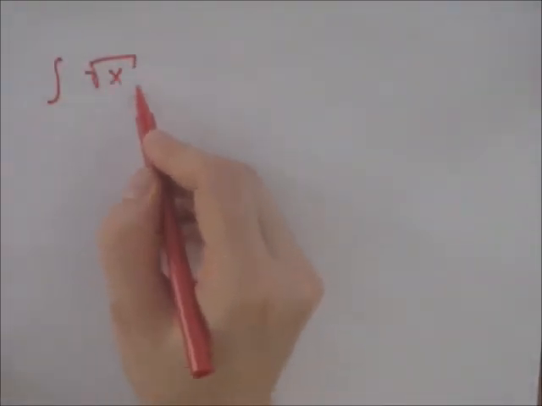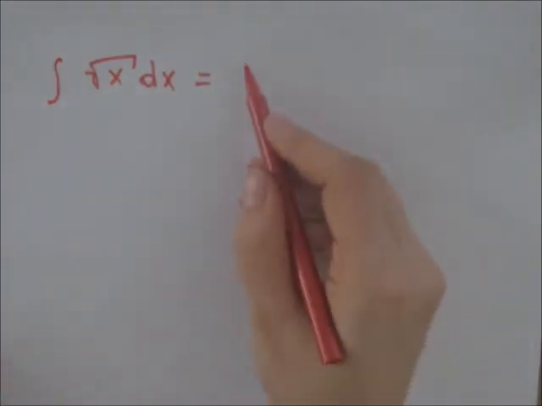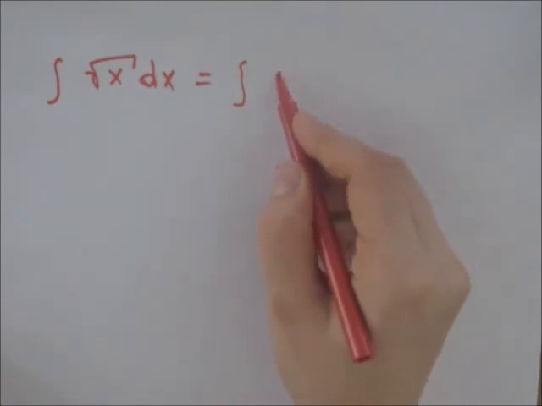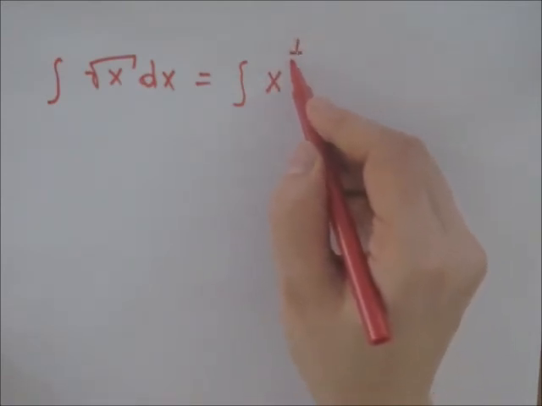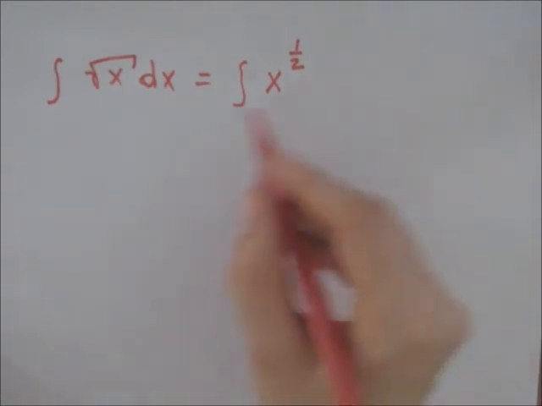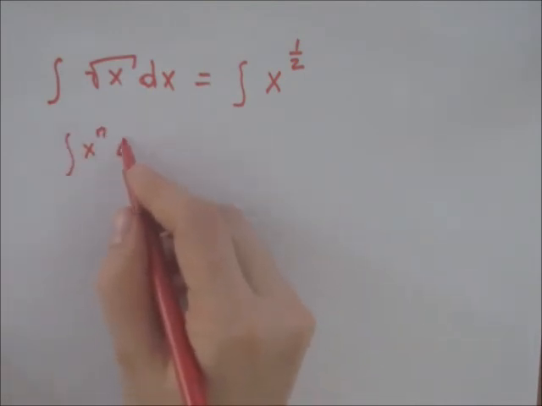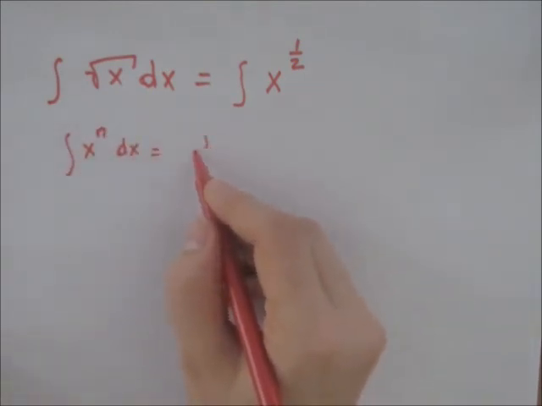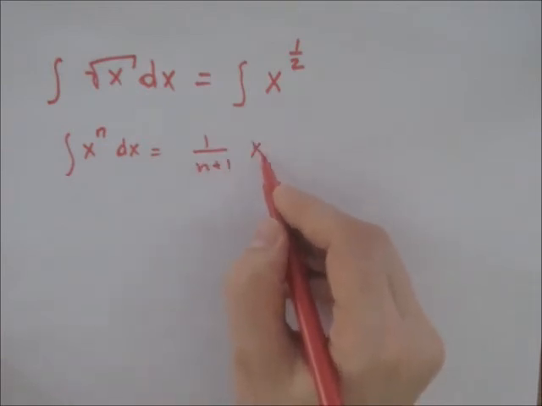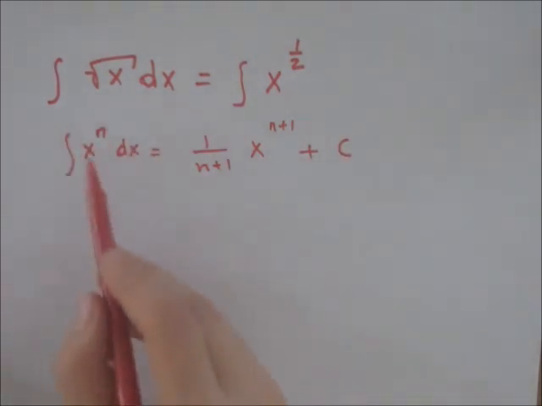Let's solve one more. If we have the square root of x dx, what will be the answer? If we take an integral of this, we can write it in a different form: x to the 1 over 2. So now our formula will work. 1 over n plus 1, x to the n plus 1, plus c. Now instead of n, we have 1 over 2.